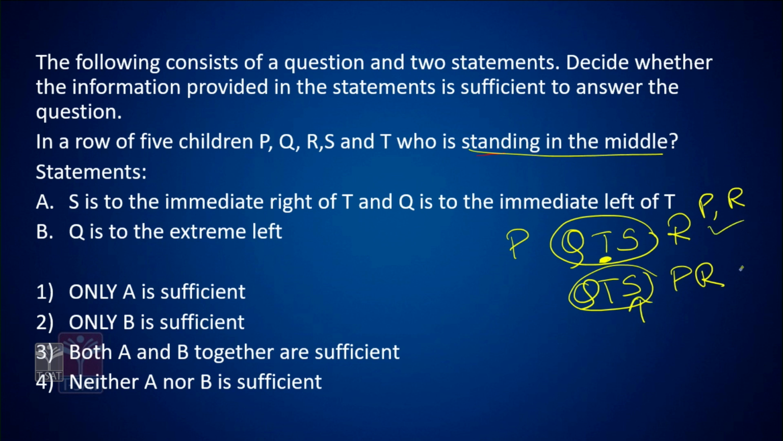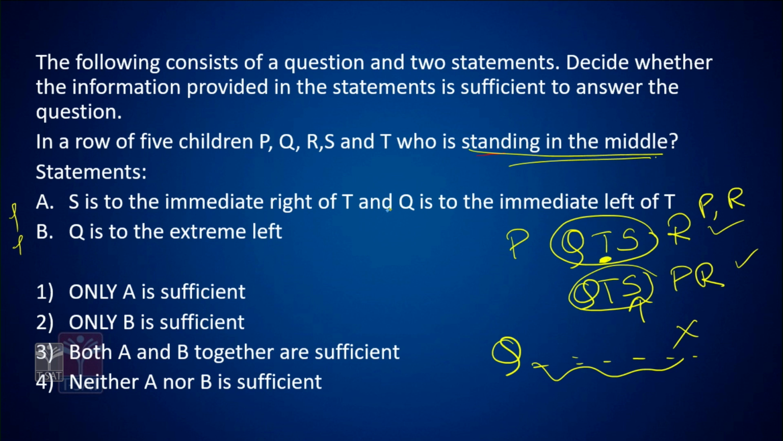So here we have an ambiguity and we cannot definitely answer the question who is standing in the middle. So A alone is not sufficient to answer this question. Now B alone, say B is saying that Q is to the extreme left. If Q is to the extreme left, we have no other information on how the remaining 4 children are standing. So definitely we cannot conclude who is standing in the middle by using B alone.